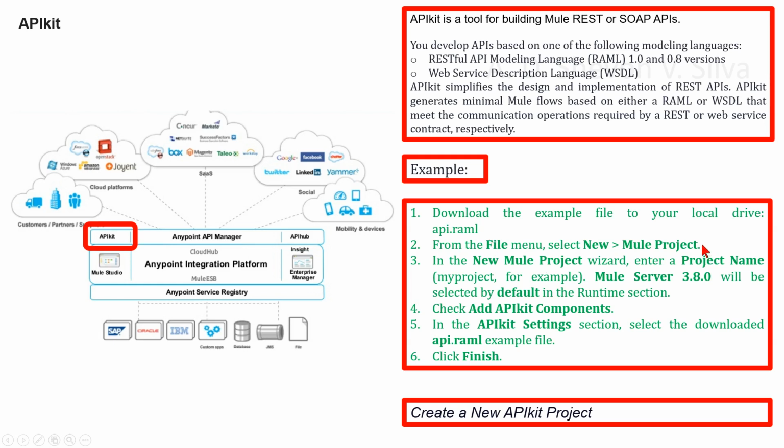Step 1, download the example file to your local drive. Step 2, from the file menu, select new, then Mule project. Step 3, in the new Mule project wizard, enter a project name, my project for example. Mule server 3.8.0 will be selected by default in the runtime section. And step 4, check add APIkit components. Step 5, in the APIkit settings section, select the downloaded api.raml example file, and step 6, click finish.